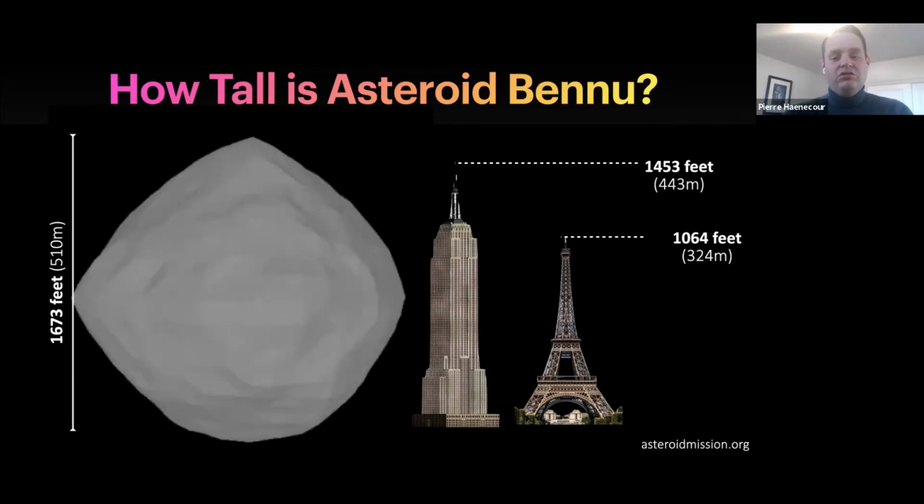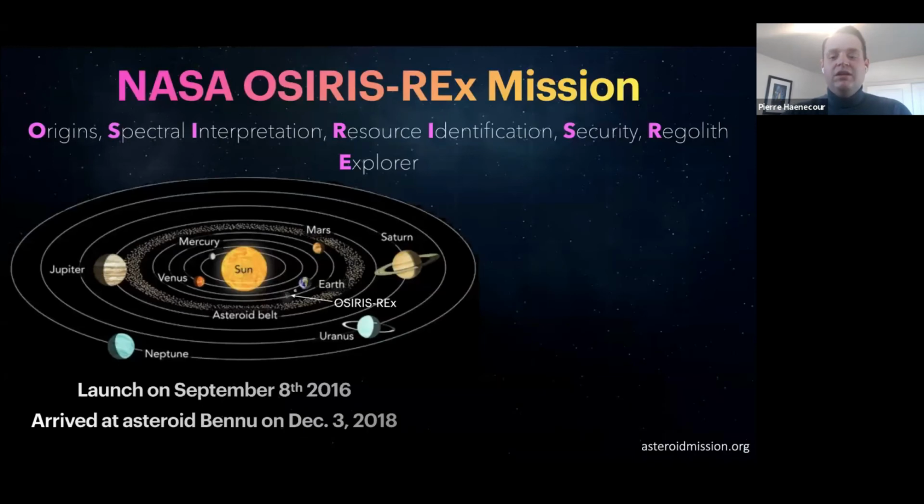One thing I forgot to mention on my previous slide was, while the mission launched on September 8, 2016, it only actually reached the asteroid on December 3rd, 2018. So it took just over 2 years to reach the asteroid through different maneuvers throughout the solar system, trying to use as much of the Earth's gravity as possible to save as much energy as possible.